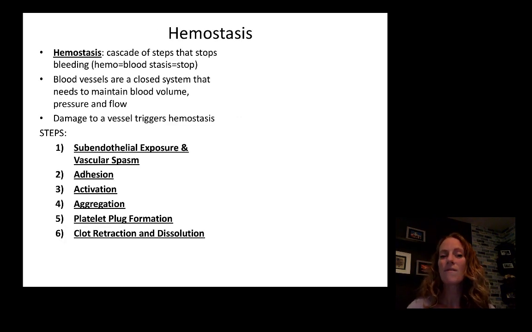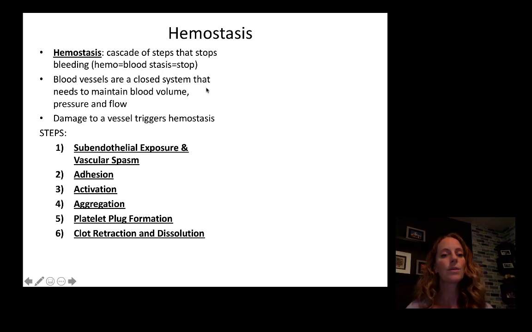The most important function of platelets is hemostasis, and I want to spend a lot of time here on hemostasis because understanding clot formation is very key to understanding a lot of conditions. So hemostasis is a cascade of steps that stops bleeding. Hemo means blood, stasis means stop.